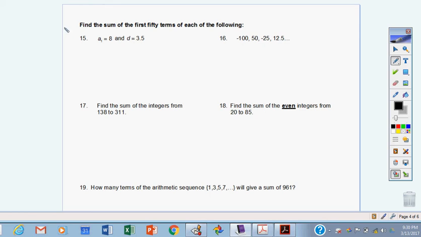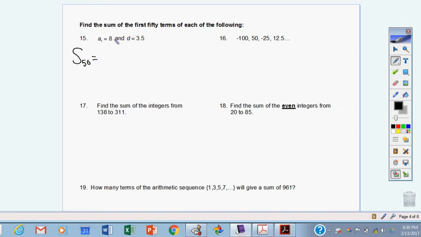Keep cruising here. Find the sum of the first 50 terms of each of the following. You have to know whether they're arithmetic or geometric before you continue. So this one right here, the sum of the first 50. They're all 50 here. Okay, so sum of the first 50.